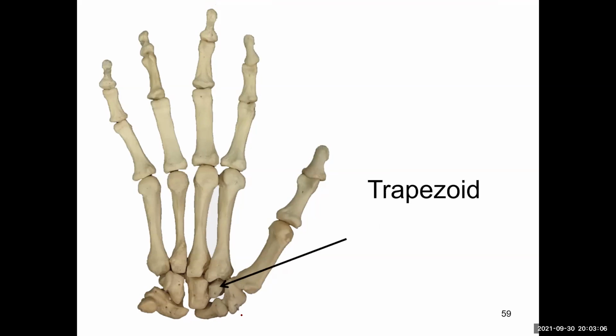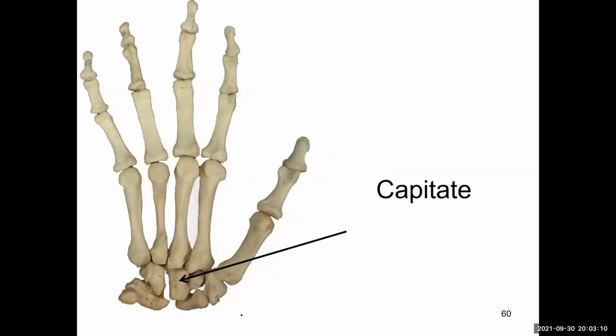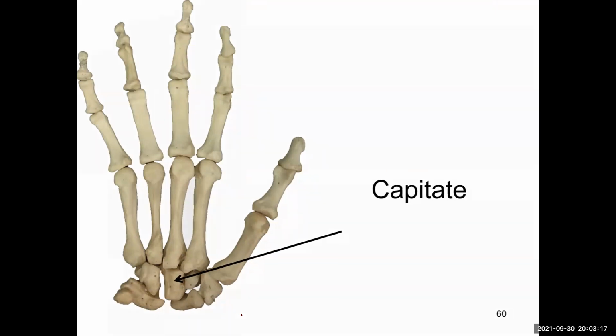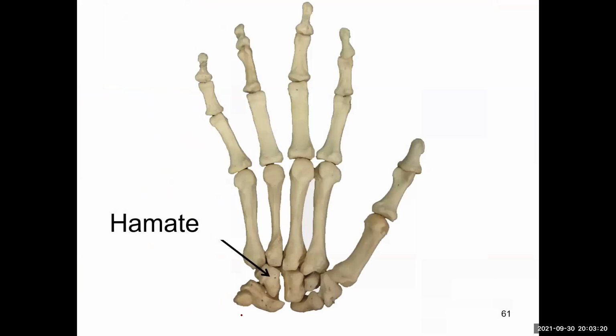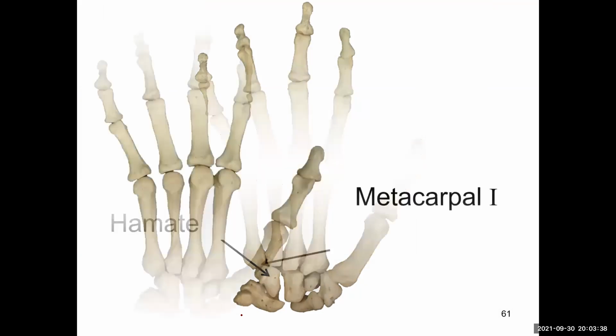Trapezoid articulates with metacarpal number 2. Capitate articulates with metacarpal number 3. And then our final carpal bone is the hamate. And that articulates with metacarpals 4 and 5. So those are the 4 carpal bones in the distal row. Now the rest is easy peasy.